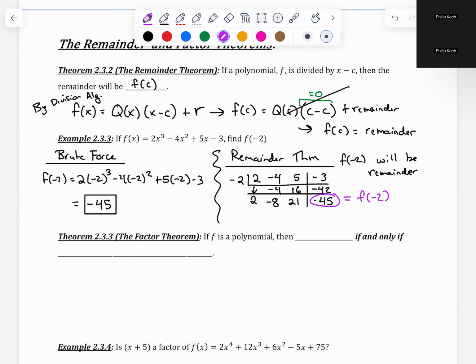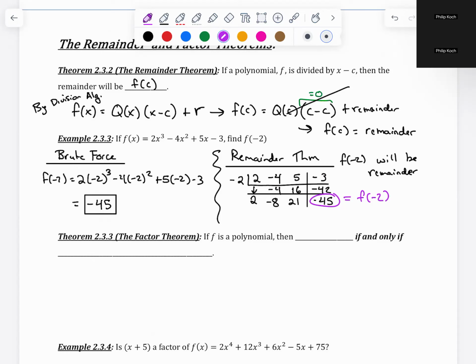So you should get 2, negative 8, 21, and negative 45 in your bottom row. And negative 45 is your remainder. So by the remainder theorem, that is f of c. F of negative 2 in this case.